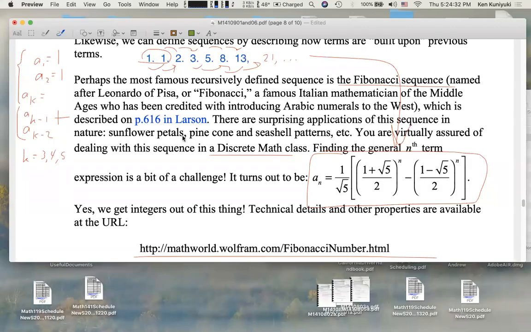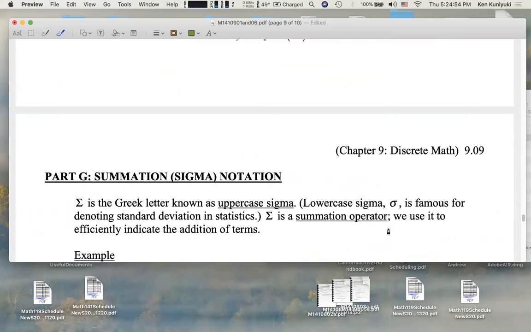Hi, everyone. I can't leave the Fibonacci numbers without mentioning their surprising applications in nature. Sunflower petals, numbers of petals, pine cone and seashell patterns. If there's time, I hope to be able to email out a link to Art Benjamin's TED Talk on the Fibonacci sequence. It's fascinating. All right, off to summation or sigma notation.